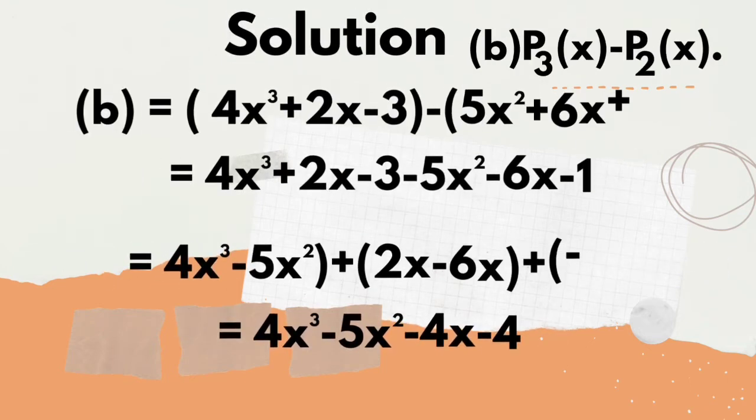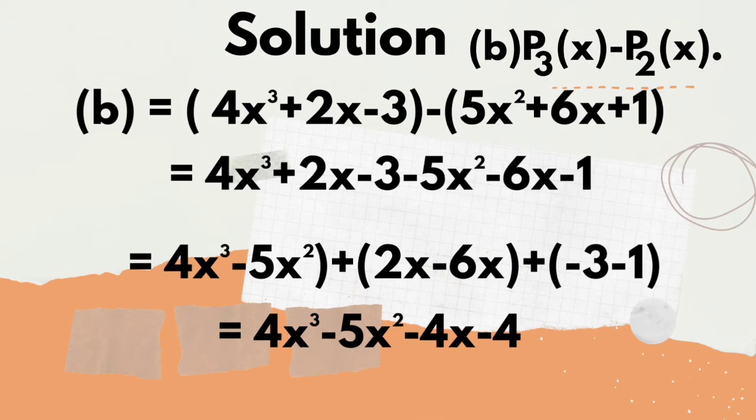Let's consider solution 2: P3 of x minus P2 of x. The same process is applicable to this. Then you have 4x raised to 3 plus 2x minus 3, minus, also affecting everything within the bracket, then it becomes minus 5x squared minus 6x minus 1.